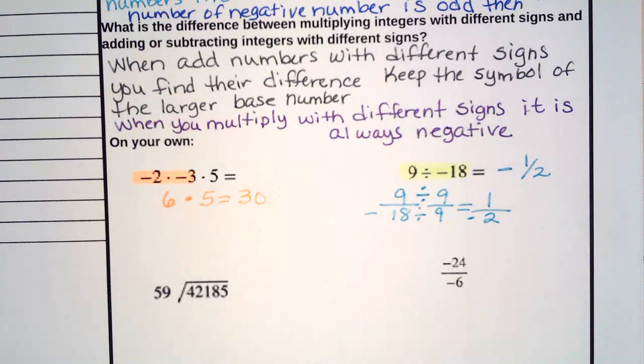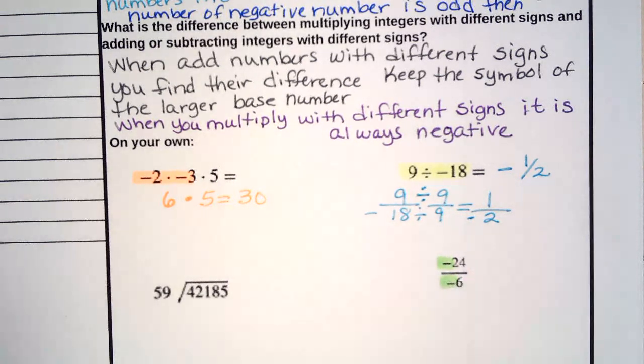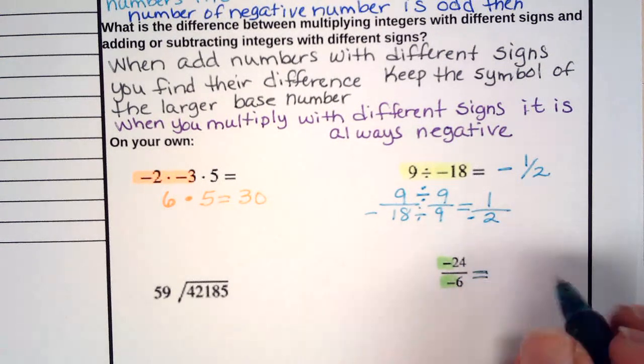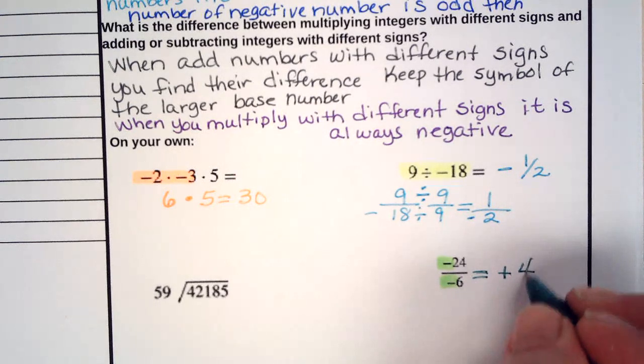Okay, let's look at the next one. What do you notice? Well, you notice you've got a negative divided by a negative, which gives you a positive. So this will be positive. 24 divided by 6 is 4.